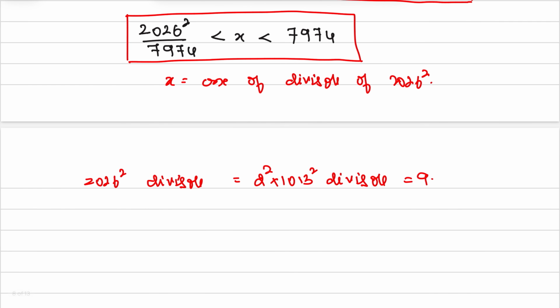We know that x value we want between this value. When you do 2026 squared by 7974, it is approximately equal to 515. So 515 is less than x is less than 7974. Approximately I have taken. I have not taken any decimals.